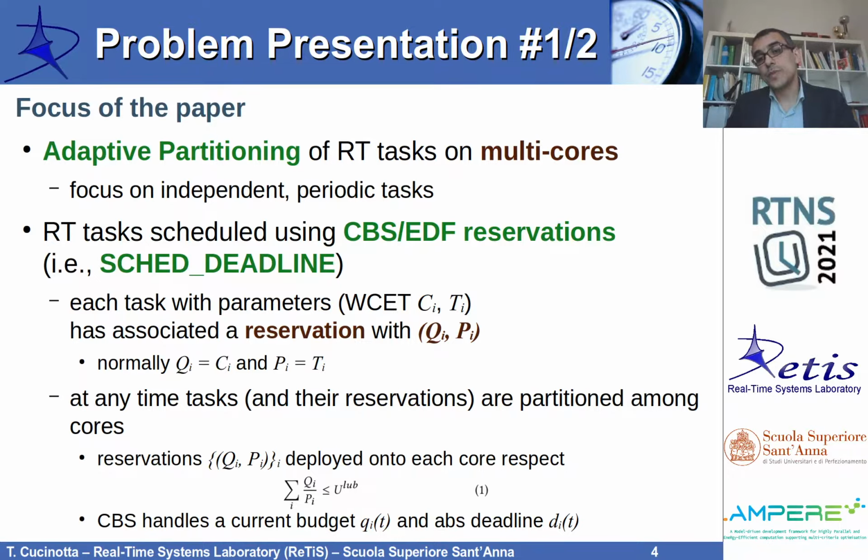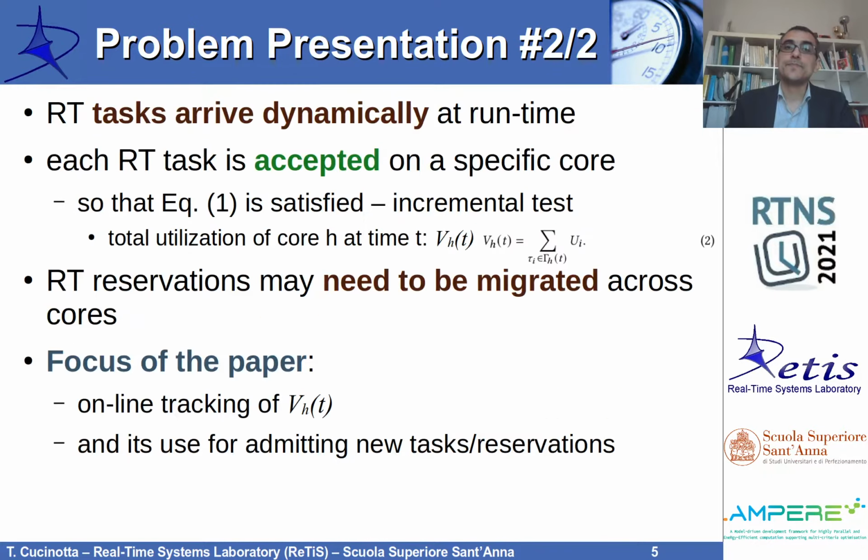In these conditions, the task would not miss its deadline if the well-known Liu and Layland upper bound for EDF reservations is respected. So the Liu and Layland test says that the sum of utilizations of all reservations admitted on each of the cores has to be lower than or equal to 1. As we know, the CBS handles the current budget, lowercase qi, and the absolute deadline di for each task that is handled by the CBS.